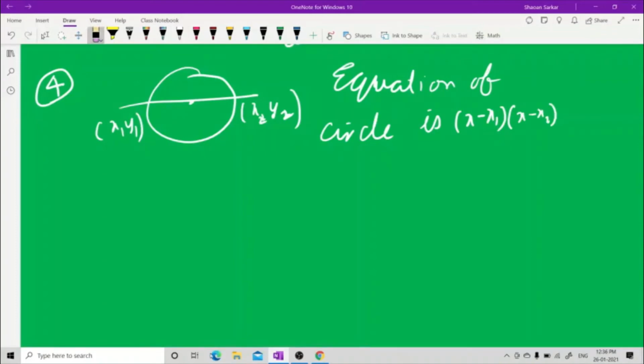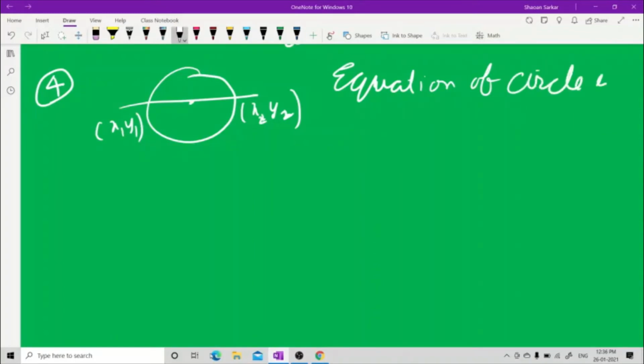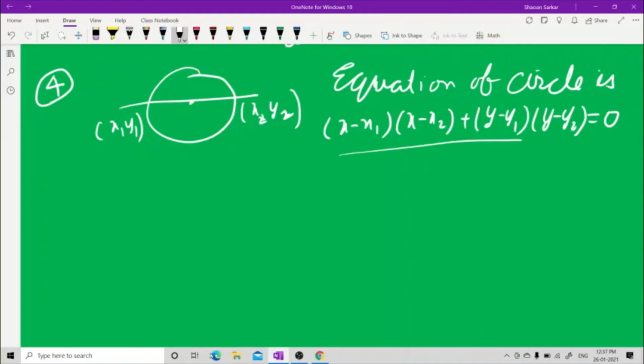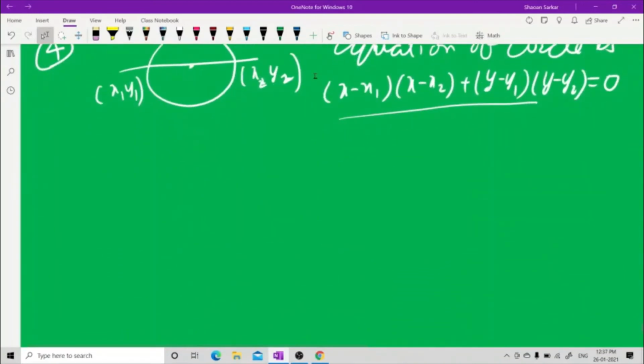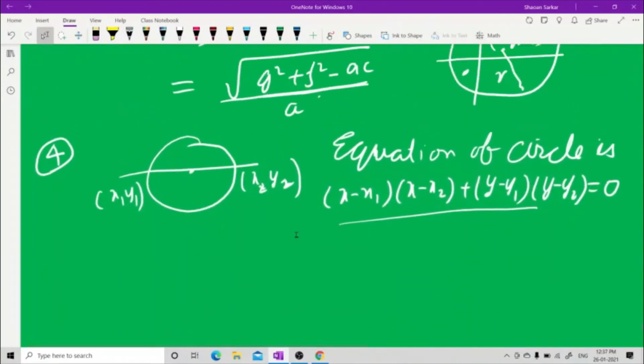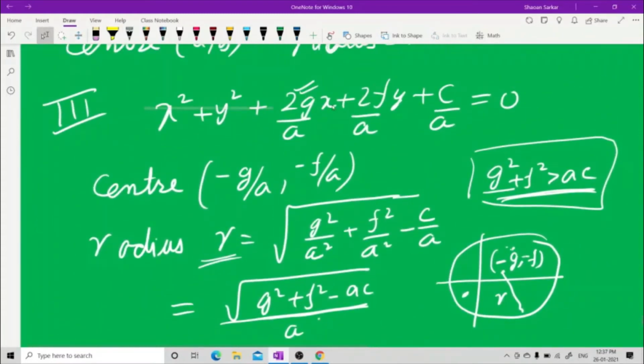Let me write this here. The equation of the circle is (x minus x1)(x minus x2) plus (y minus y1)(y minus y2) equals 0. Convert this into this format. Multiply all this out, multiply within this, and convert it into this format, and then you will be able to find the center and the radius.